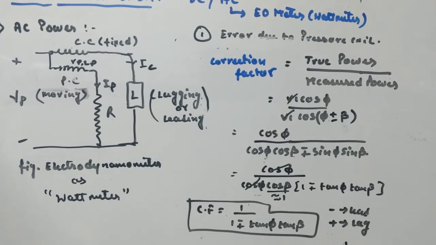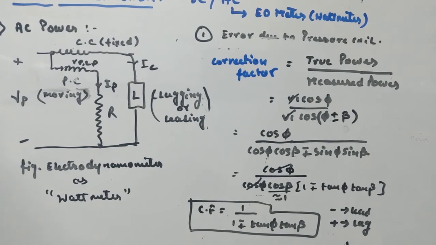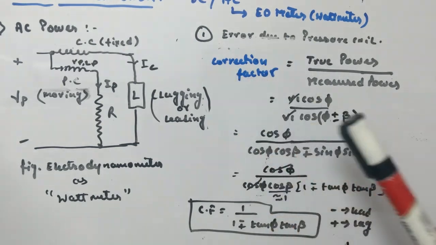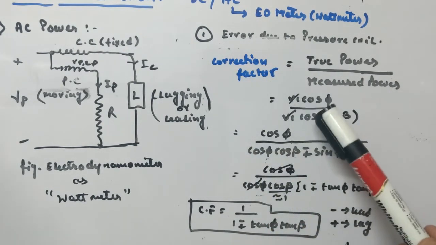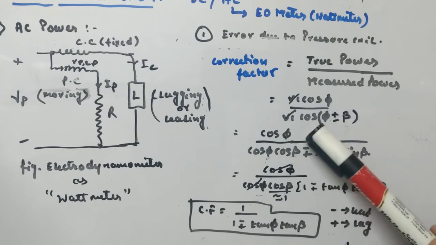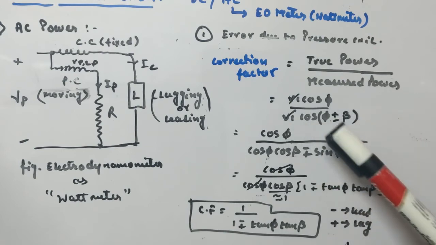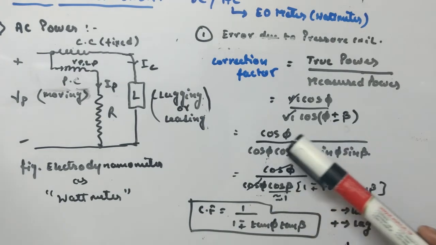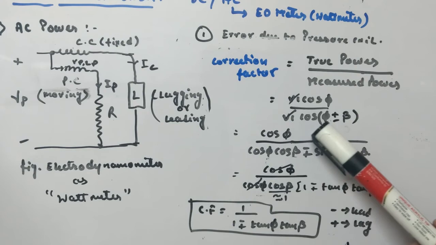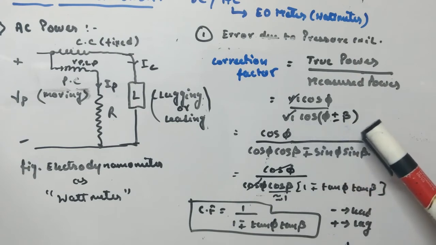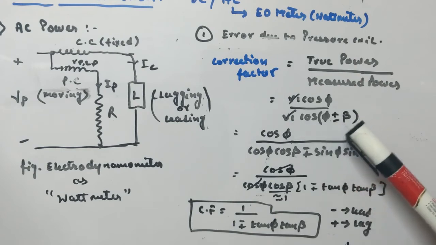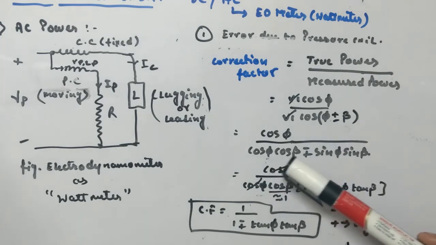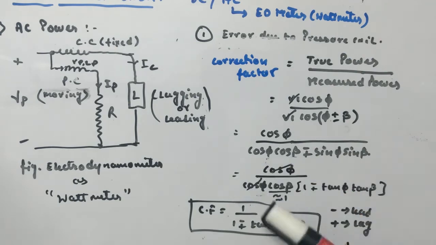You can also calculate something called the correction factor, which is true power divided by measured power. This is the definition of the correction factor. True power is Vi cos phi, and measured power is Vi cos of phi plus beta in case of leading, and phi minus beta in case of lagging. You have cos phi divided by cos(phi plus or minus beta). You can apply the formula for cos(A plus B) or cos(A minus B). You will get cos phi cos beta minus or plus sin phi sin beta. If you take cos phi cos beta common, you will have something like this.